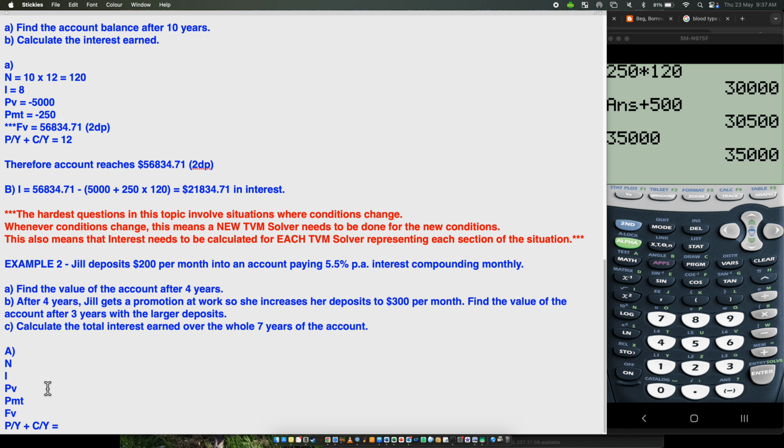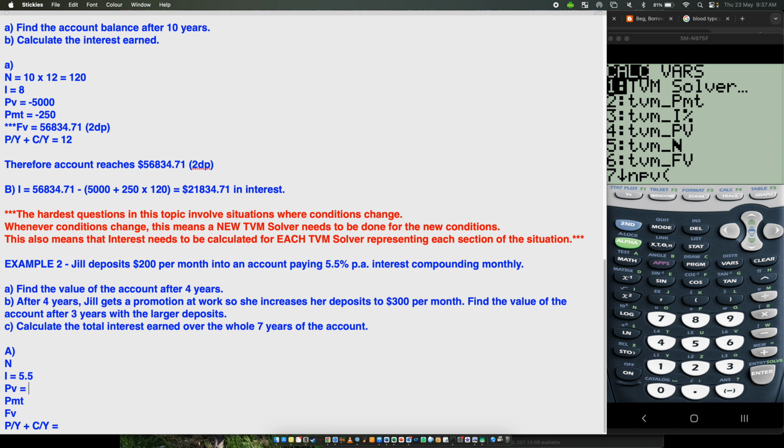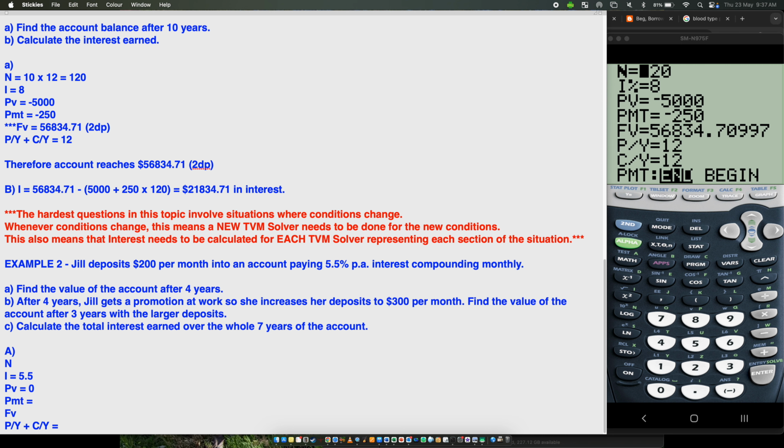What's Jill's interest rate? 5.5. Did she start off with anything? Yes or no? No? PMT. What is she regularly chucking in there? 200. So what sign would it be? Negative 200. How often is she paying that money? She's paying monthly and it's compounding 12 times a year. FV is what I'm solving for.